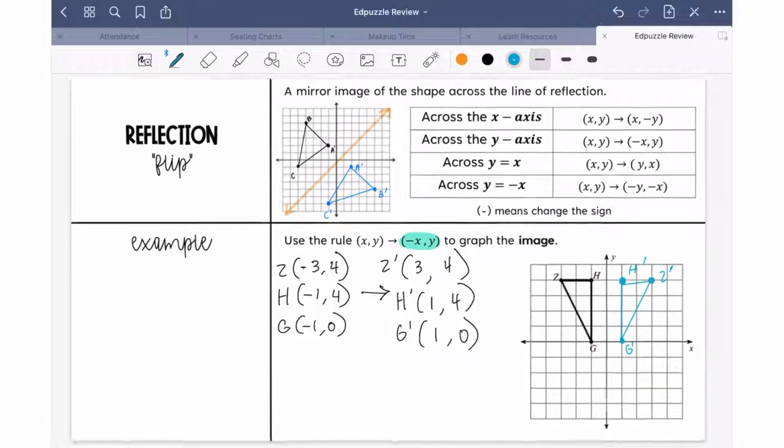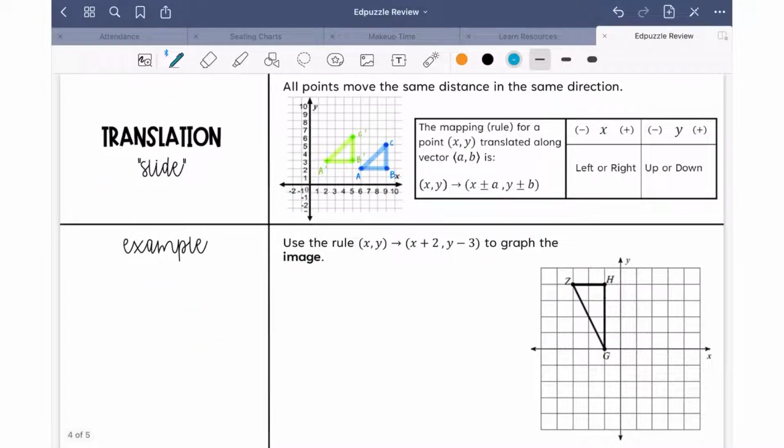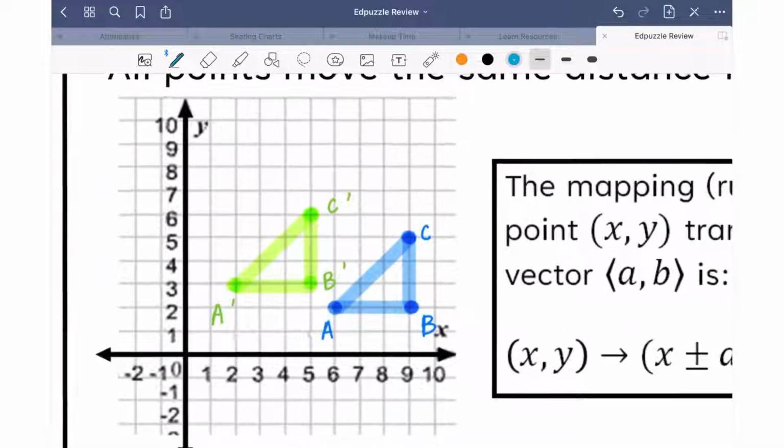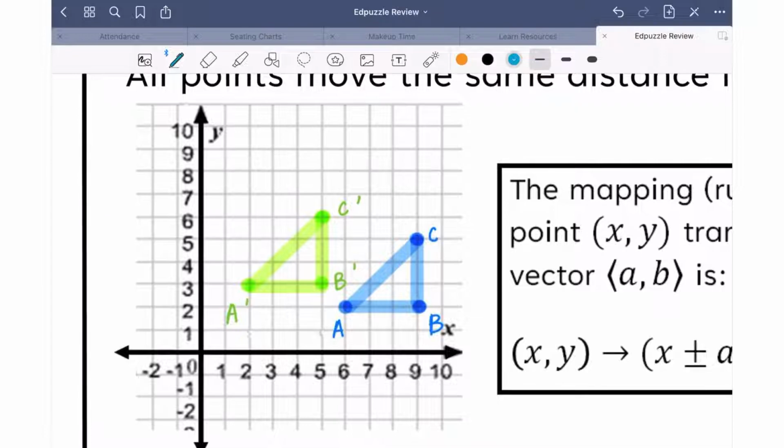All right, let's move forward to translations. Translations is the slide in the transformations that we've learned. So we're sliding the triangle left, right, up, or down. Remember, we're reviewing what we've learned before Thanksgiving. So here on this picture, this is the one we did on our notes. There's a change happening. We are moving up 1 and then left 4. And that is what happened with every point.